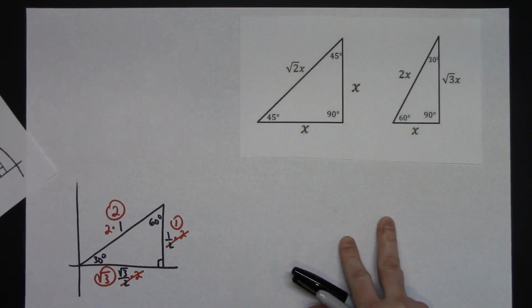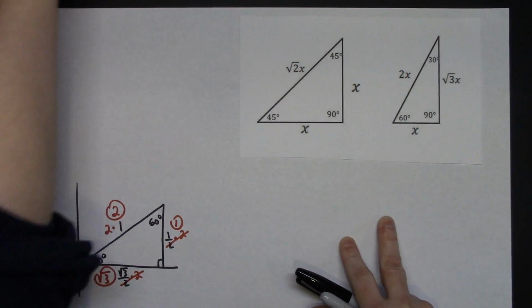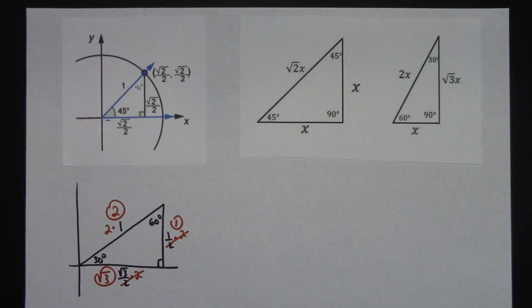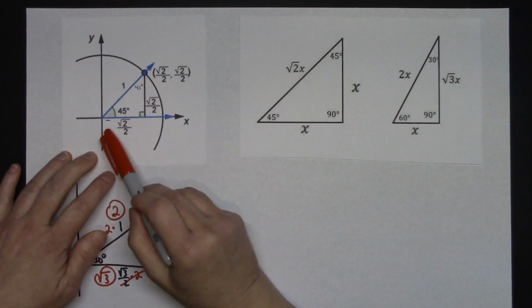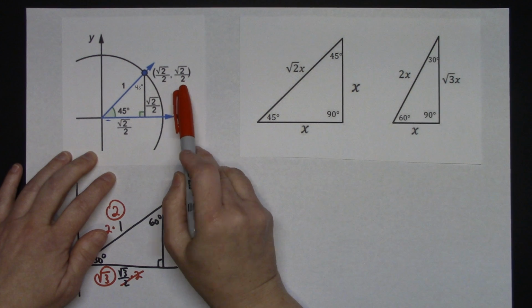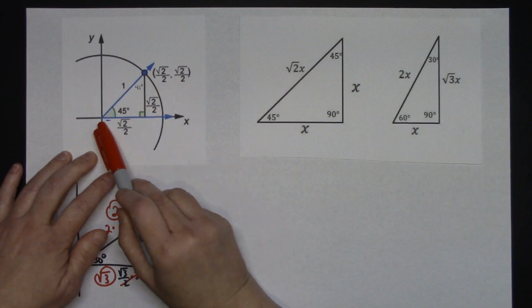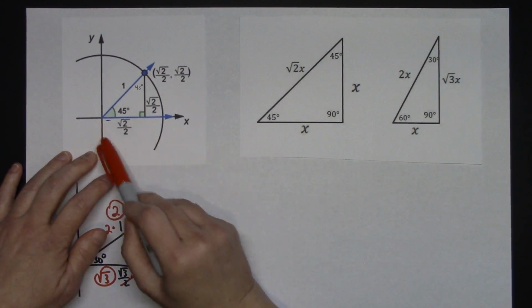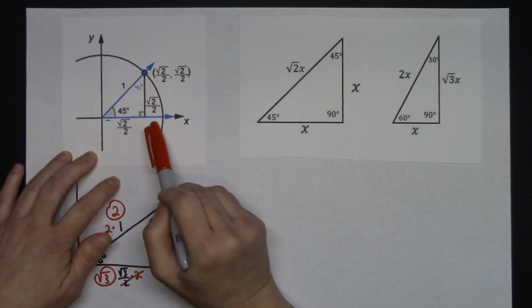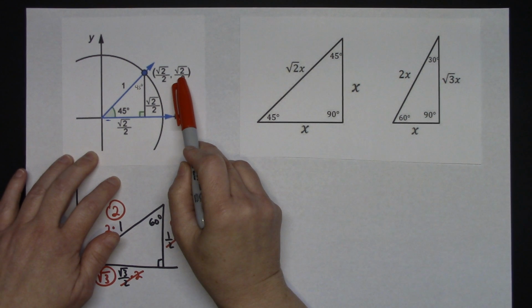Okay, now let's do the same thing with the 45-degree angle. Okay, there's the nice, neat drawn picture of our 45-degree angle. On the unit circle, it is the ordered pair square root of 2 over 2, square root of 2 over 2. Which means if I start at the origin and I go over, this distance had to be square root of 2 over 2, and then I had to go up the same distance, square root of 2 over 2, to get that ordered pair.